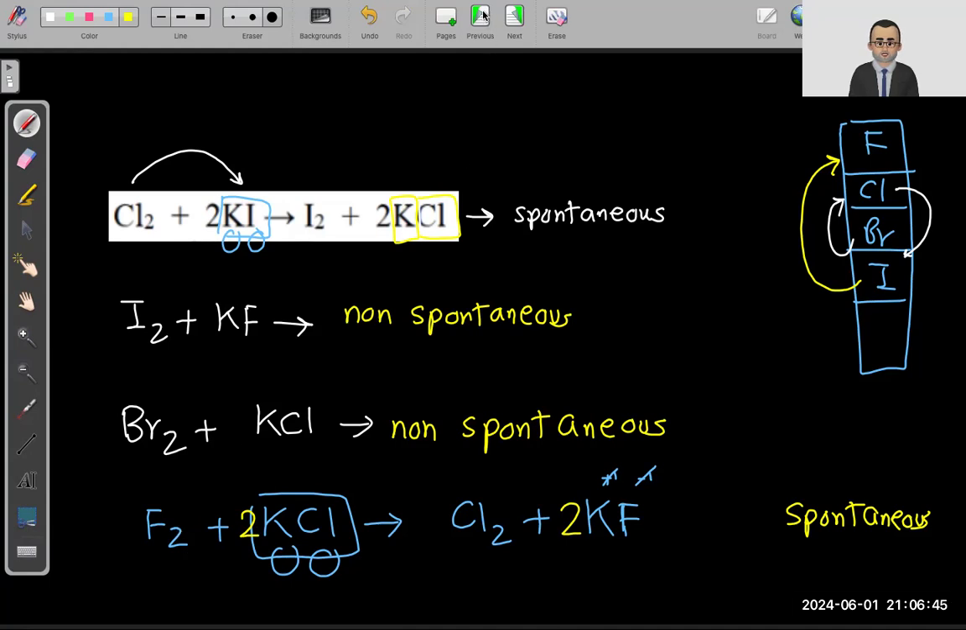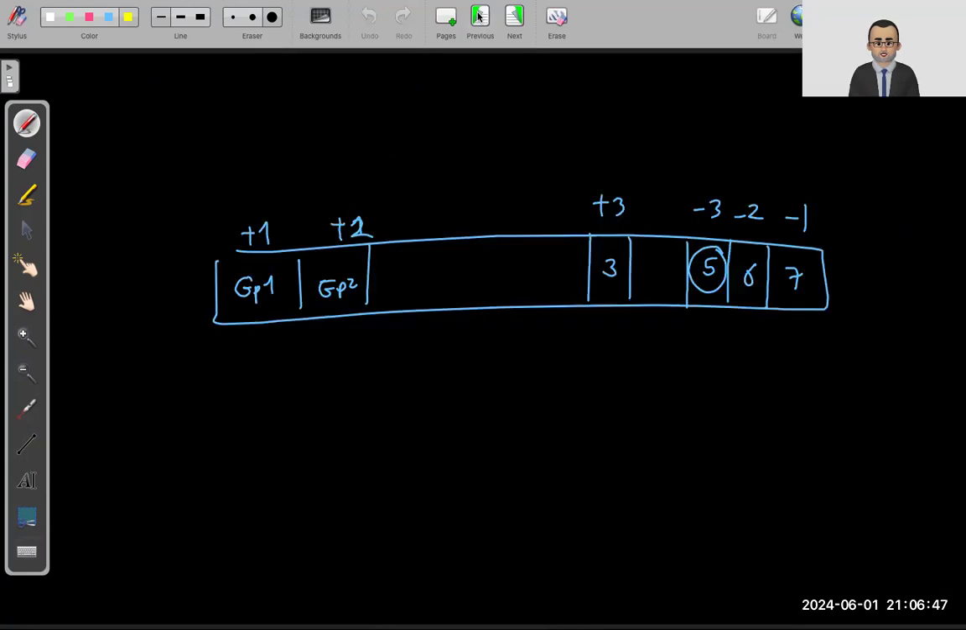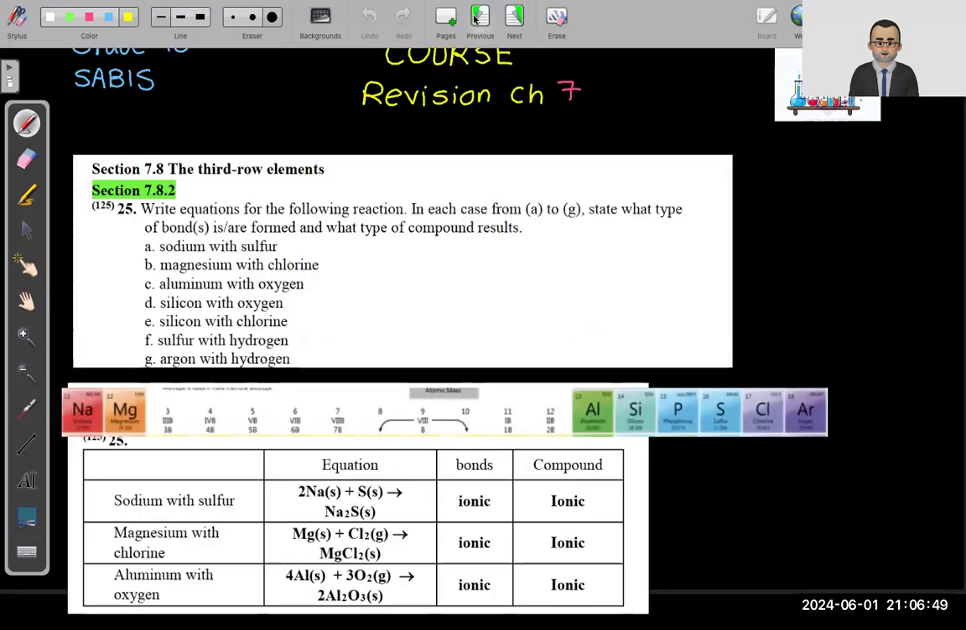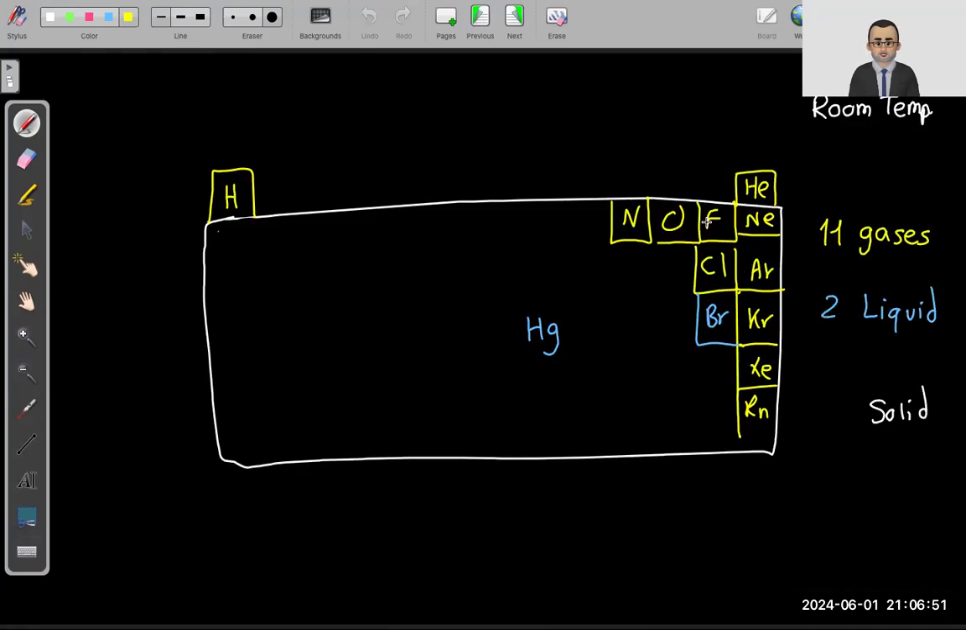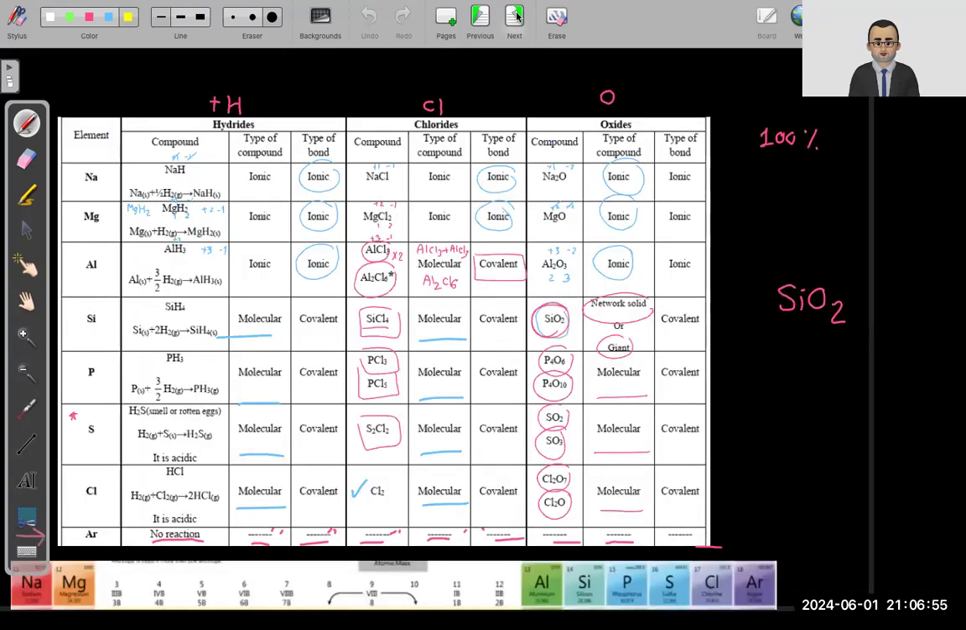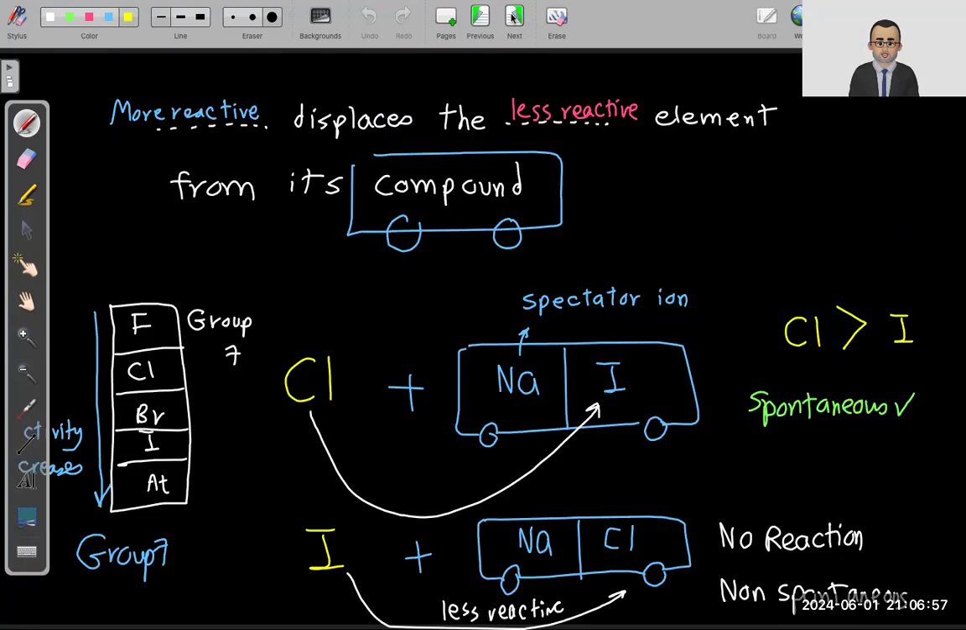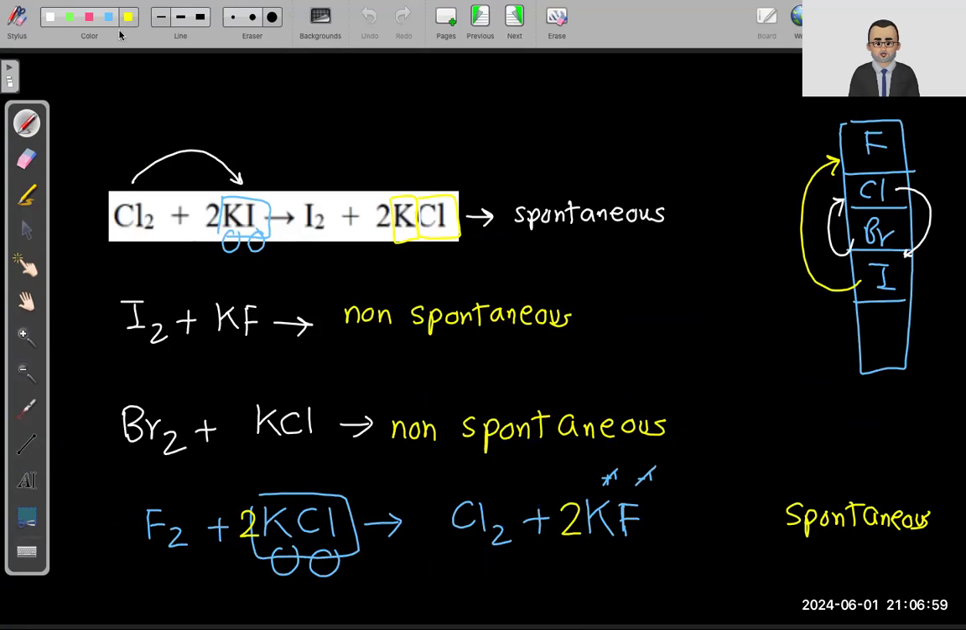For F2, I remember that when we talked about the physical state, this is where it will help. We said that F2 is one of the gases, right? So F2 will be a gas. So I have to write here F2 gas. How did you know? We said this is a gas. KCl is a solid. How did you know?